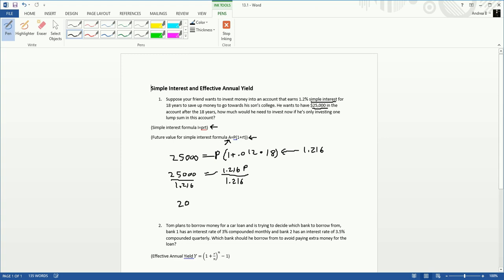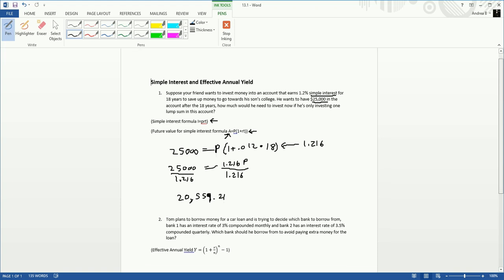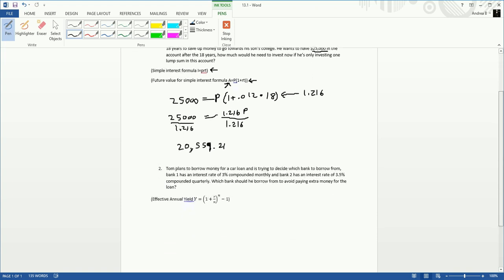So then we have $20,559.21. Once again, $20,559.21. So make sure whenever you're plugging in these values that you are getting those same answers. If not, make sure that you know how to plug it into your calculators accurately. And if you have questions, make sure to ask.